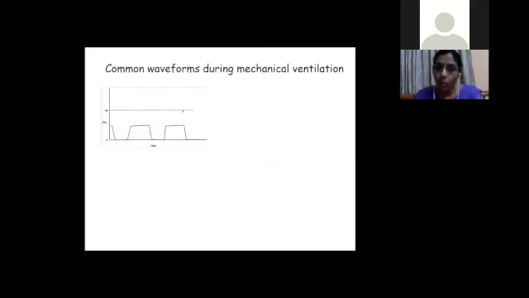Now I'll go through some of the common waveforms that can occur during mechanical ventilation and how we analyze them. I'll be following the same approach of looking at the size, the shape, the frequency, the rhythm, and the baseline. Once we approach it like this, we can make sure that we are not missing any of the components and even the minute details we are picking up from the trace.